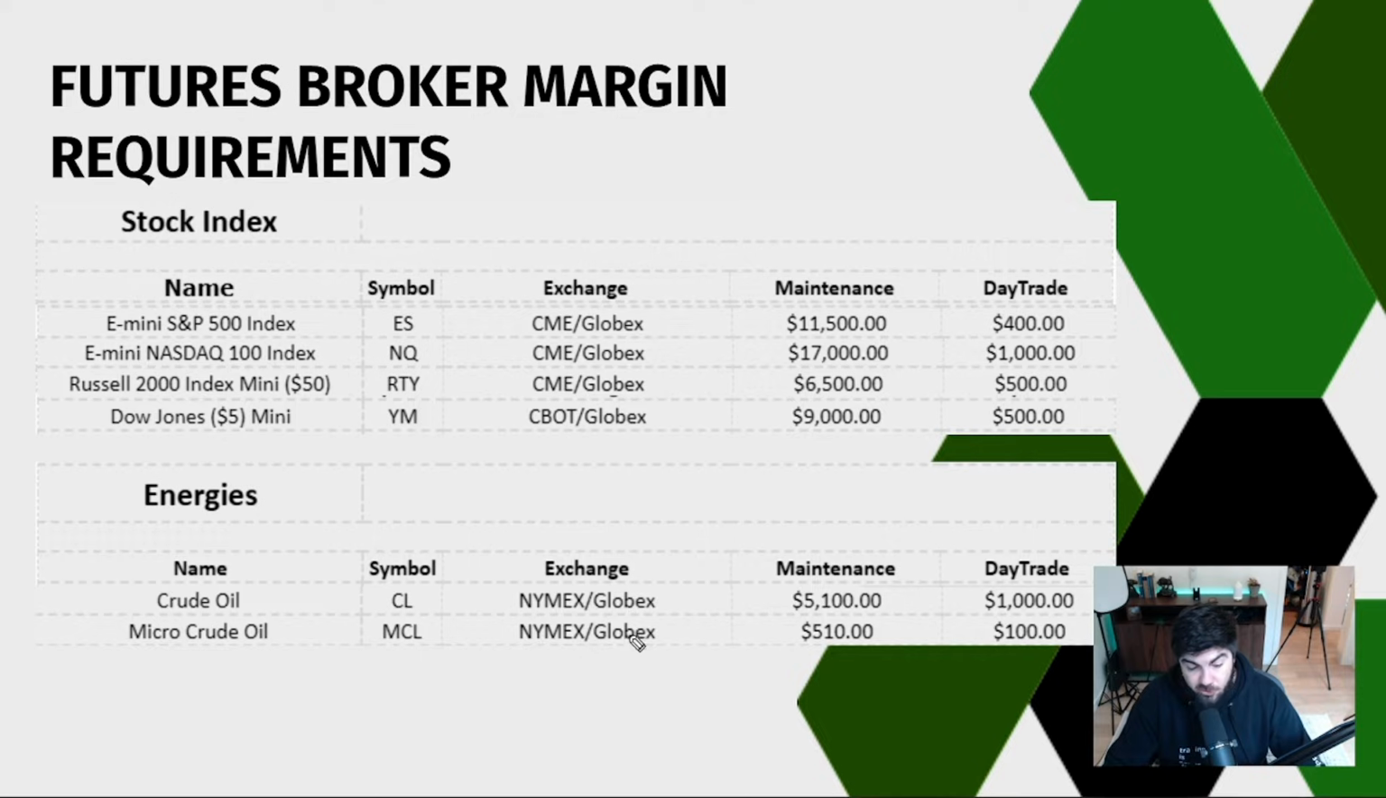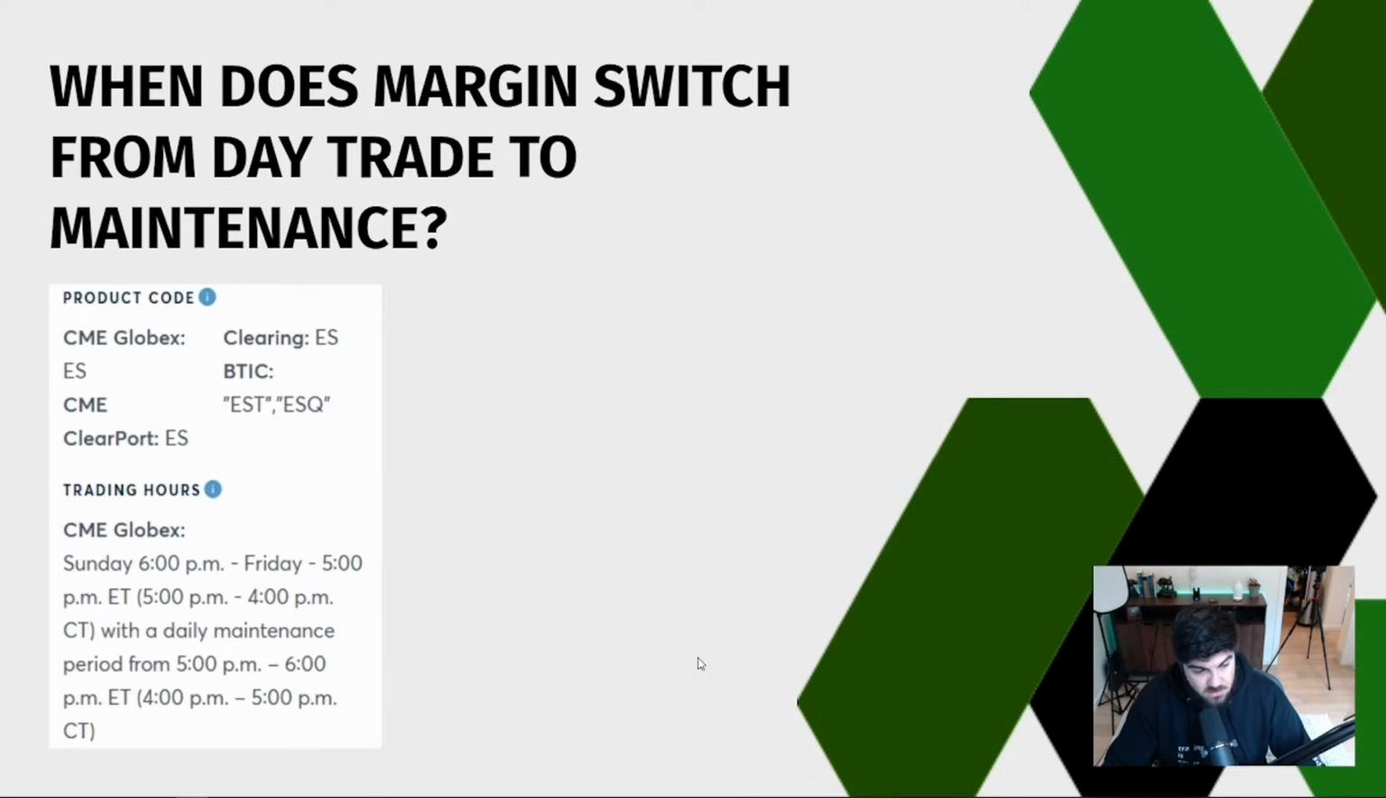For micro crude oil, that is roughly 1/10 because it replicates the performance at a 1/10 factor. The maintenance there is $5.10 overnight and just $100 to initiate a day trade position. So when does margin switch from the day trade to the maintenance?